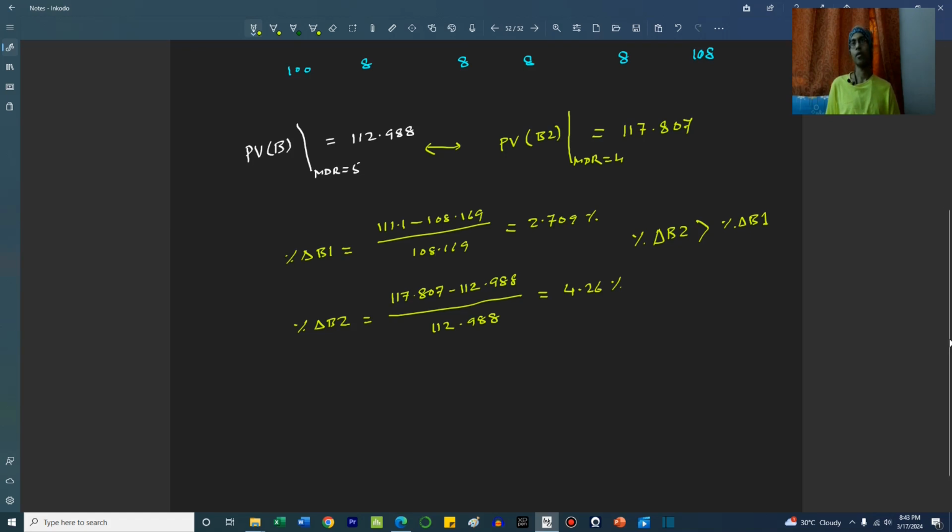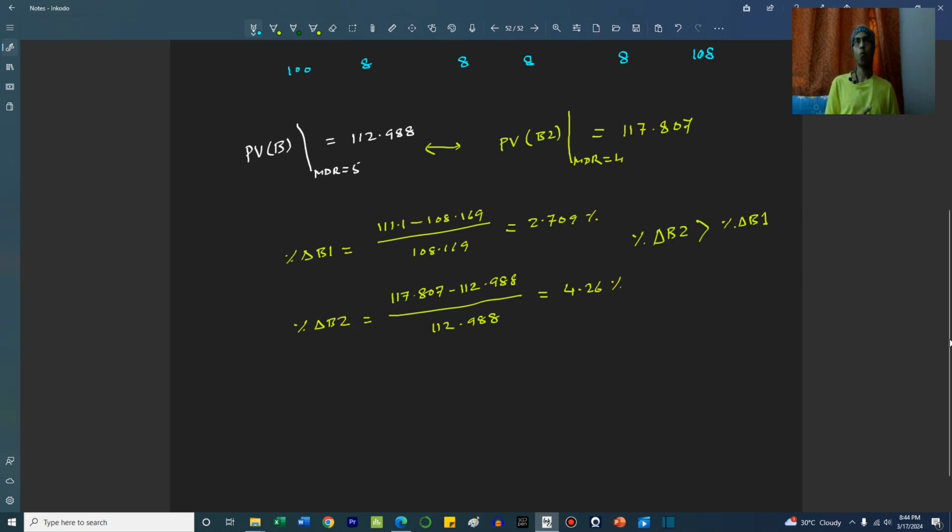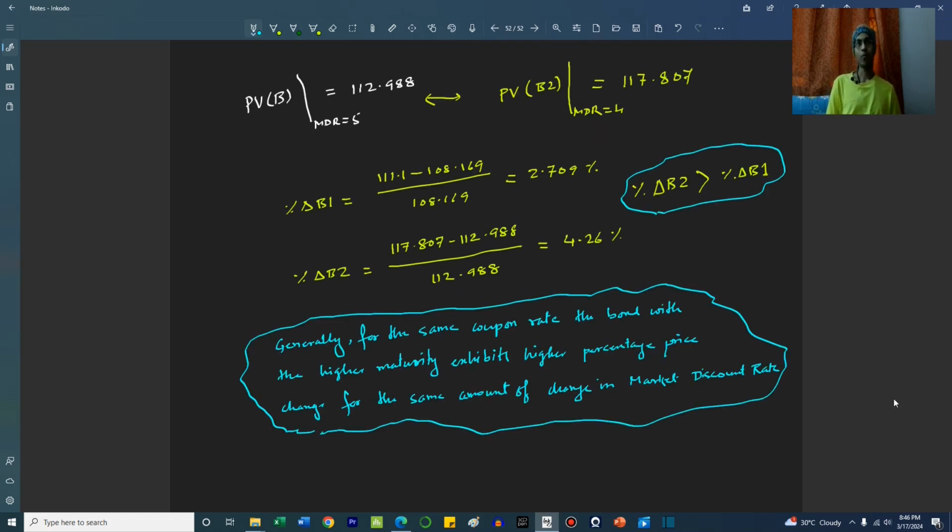So here comes our fourth postulate, that is, for the same coupon rate, the bond with the higher maturity generally has a higher percentage price change for the same amount of change in market discount rate. This is our postulate 4, and this is also called the maturity effect.